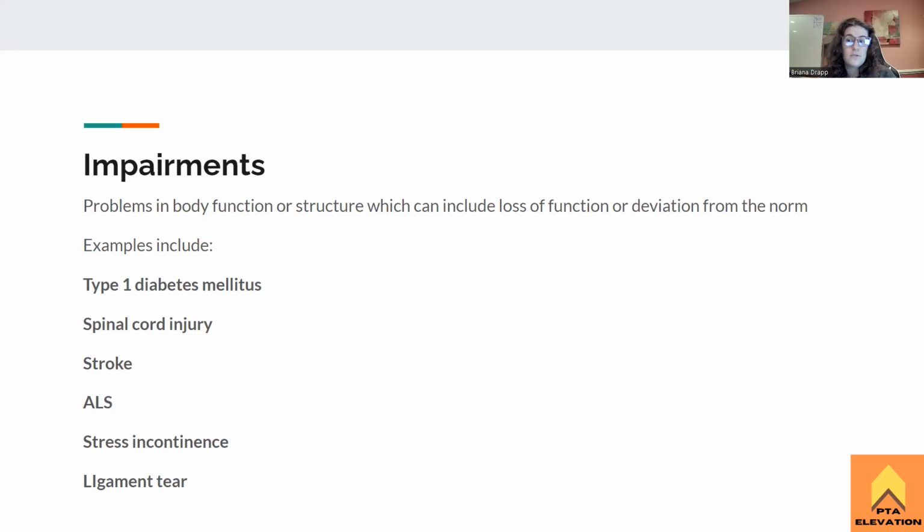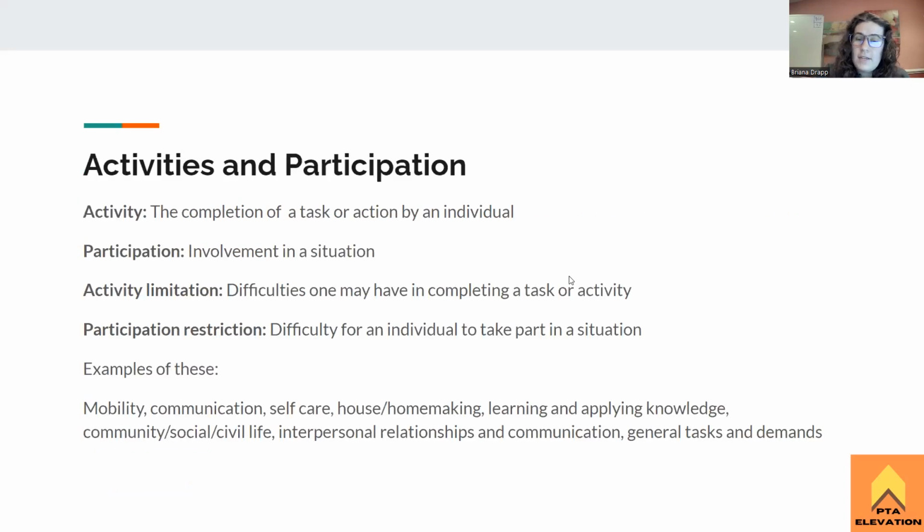Stroke, loss of function of one side of the body, or maybe a brainstem stroke with loss of the function of being able to breathe, which is bad. ALS, a loss of function of our musculoskeletal system. Stress incontinence, loss of control of our genitourinary system. Ligament tear, a musculoskeletal loss of function, where ligamentous laxity allows more movement in the joint, which could cause instability and further damage. These are all impairments.